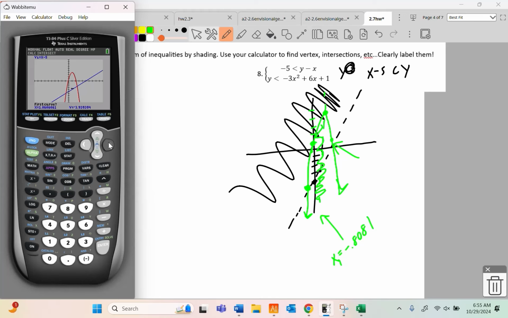Things just don't want to work in the morning. There we go. Enter, enter, enter. And your right boundary is 2.4748.